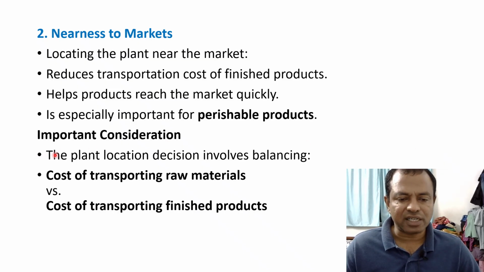So the important consideration here is that the plant location decision involves balancing the cost of transporting raw materials as well as the cost of transporting finished products. We have to consider balancing these two criteria.